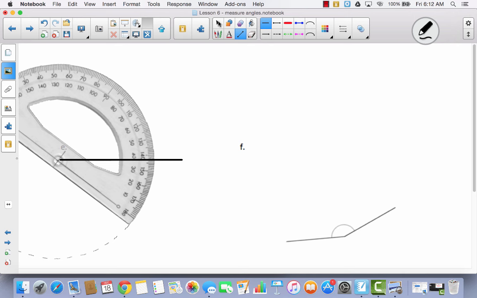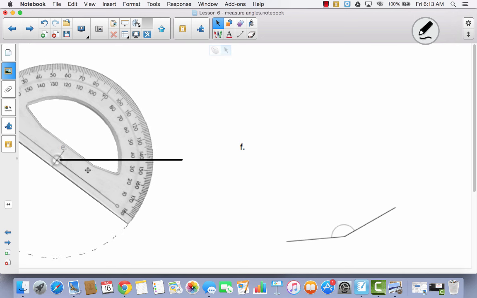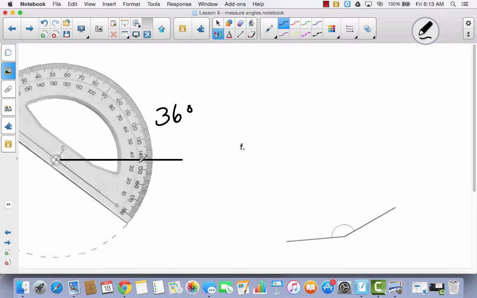Now when I look at this, it doesn't appear to be right on the 35 mark. It actually looks to be closer to 36. It's okay if you're a few degrees off, but it looks to be closer to 36 degrees. If you said that it was like 145 degrees, you forgot that this was an acute angle. So make sure you ask yourself, is it acute or is it obtuse?